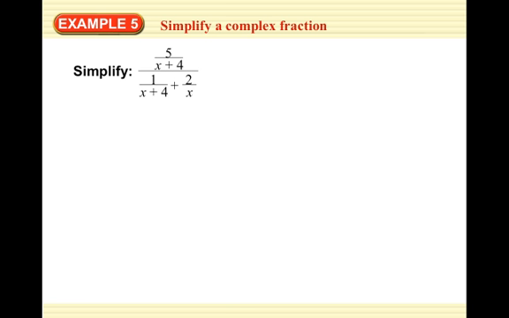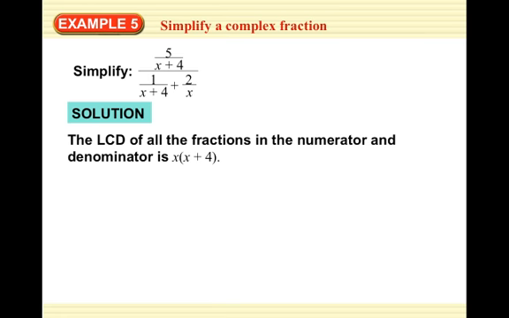So we've got 5 over x plus 4 divided by the sum of 1 over x plus 4 plus 2 over x. All right, so remember what we're going to do is multiply the top and the bottom by the least common denominator for every fraction in the problem. So our least common denominator, let's see, it's going to have an x plus 4 from this fraction. This one has a denominator of x plus 4, so we've already got that taken care of, and this one has x. So x times x plus 4 has to be our least common denominator.